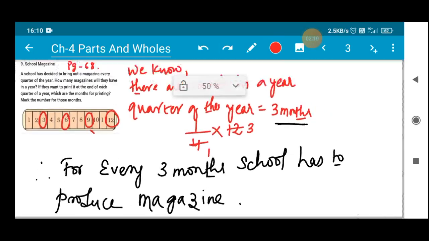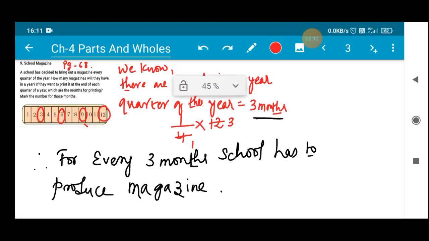They have not written how many they are producing every 3 months. They have written quarter of the year, which means every after 3 months. So quarter of the year means it is 3 months, and for every 3 months the school has to produce a magazine.